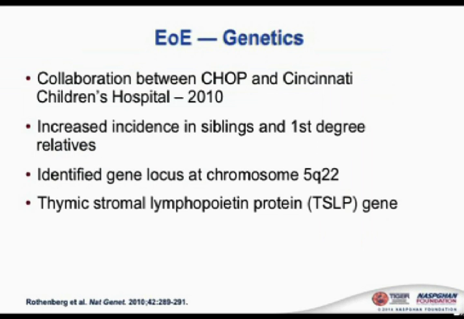Genetics are also thought to play a primary role in many patients diagnosed with EoE. Initial work performed by Cincinnati Children's Hospital in the 2000s discovered that gene chip analysis of esophageal mucosal tissue in patients with EoE was different than people who had a normal esophagus, and even different than patients who had esophageal inflammation from reflux disease. Subsequently, a collaboration between Children's Hospital Philadelphia and Cincinnati Children's identified a gene locus at chromosome 5q22 involving the TSLP gene in many patients with EoE.